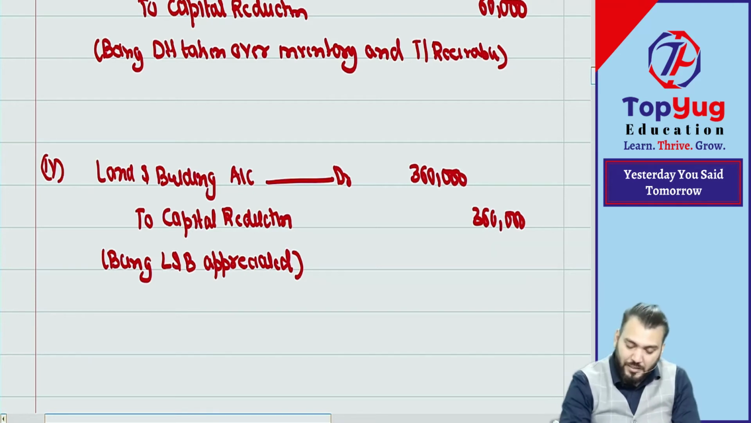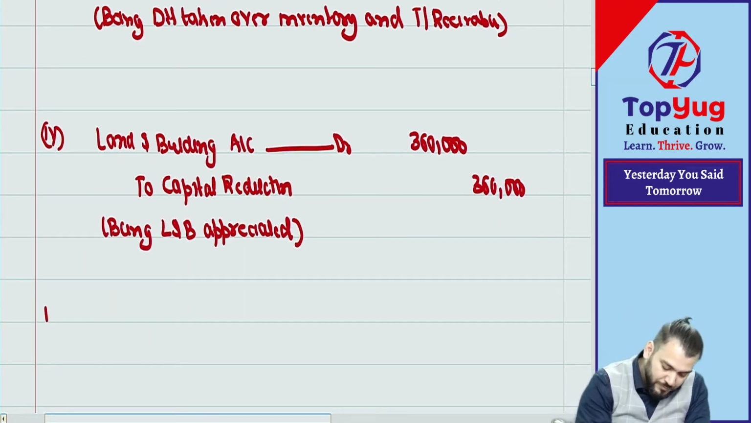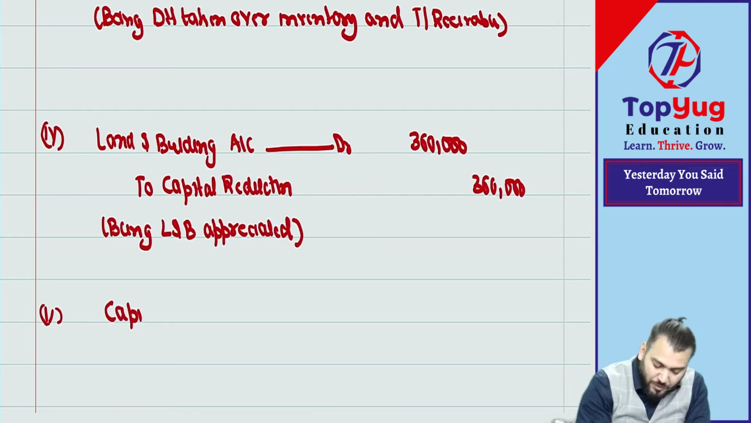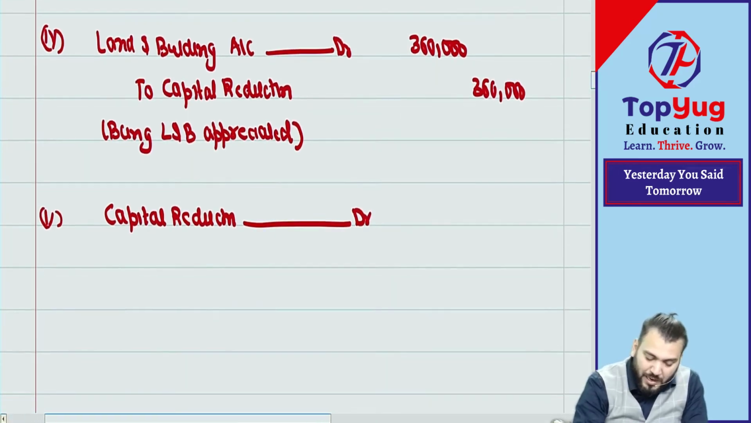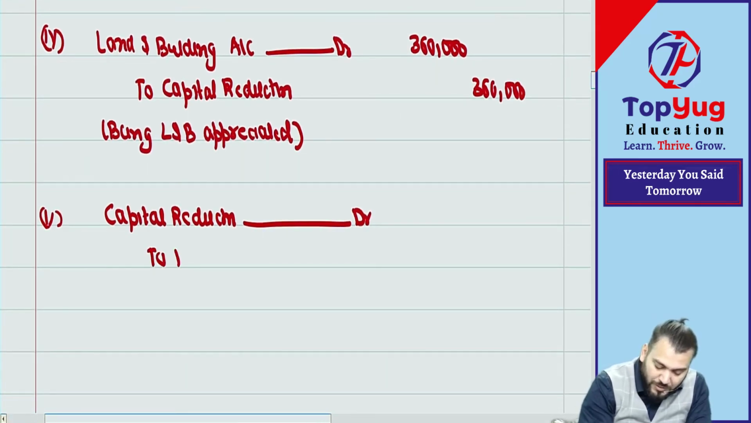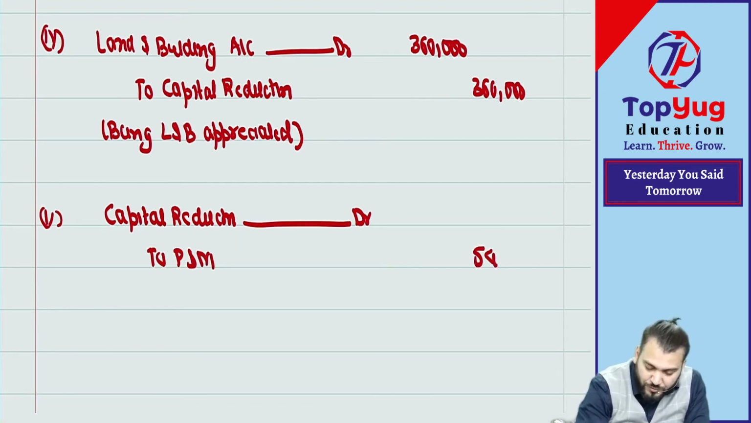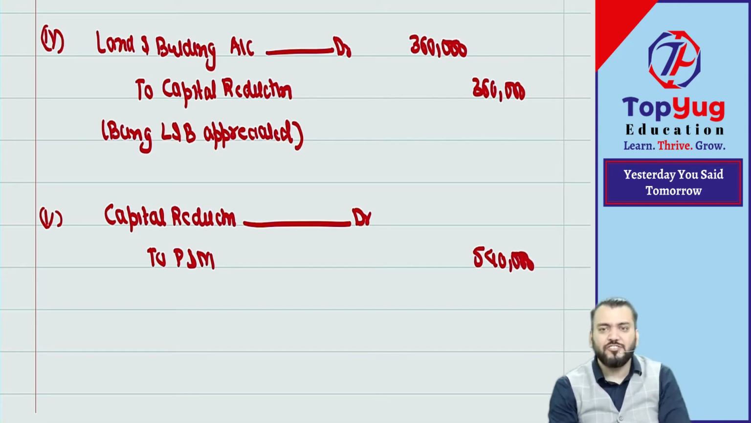Understood? Then, next journal entry. Can you see that? Then we need to pass the journal entry for reduction. So Capital Reduction Account debit to what? To Plant and Machinery. How much reduced? 5 lakh 40,000. And can you see now we can pass one compound journal entry for each reduction of asset?